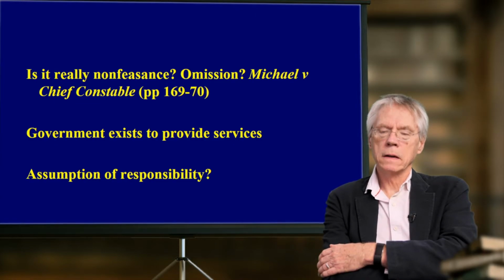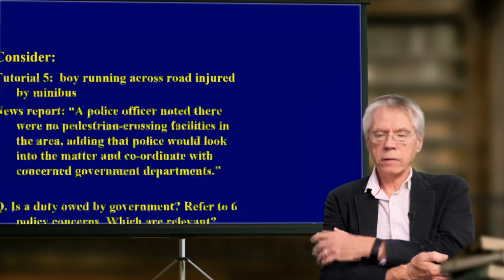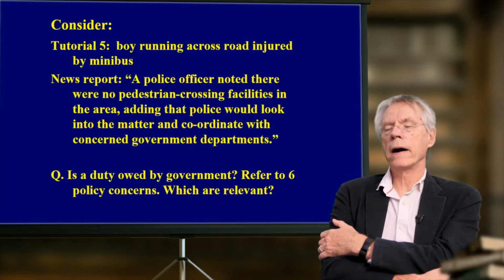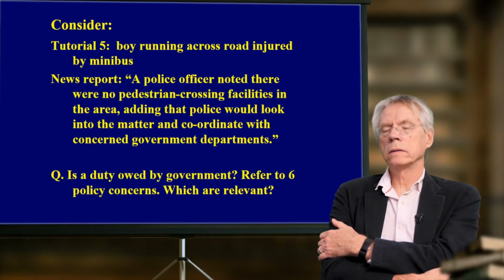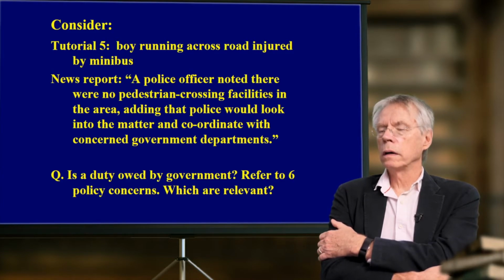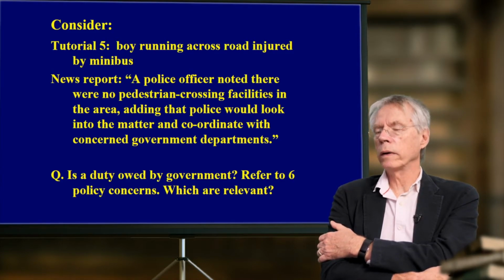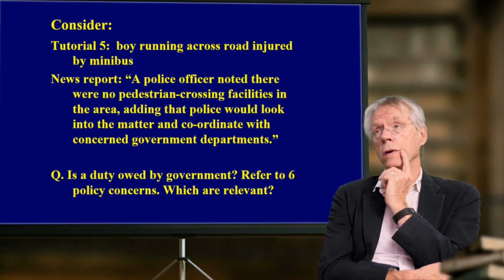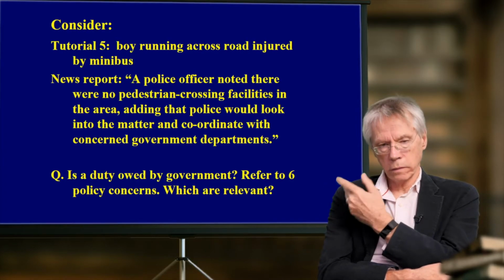Now, what I want you to do for a moment is reflect on the tutorial news report from Tutorial 5. You'll recall that this was about a 7-year-old boy, I think, who ran across the road. He was with his 10-year-old sister, but they were on their way to school, and the boy saw the minibus, ran across the road, and then he was knocked down by the minibus and dragged along, and he was injured. Now, you've already analyzed that in Tutorial 5, so we won't go over the issues that we took up.